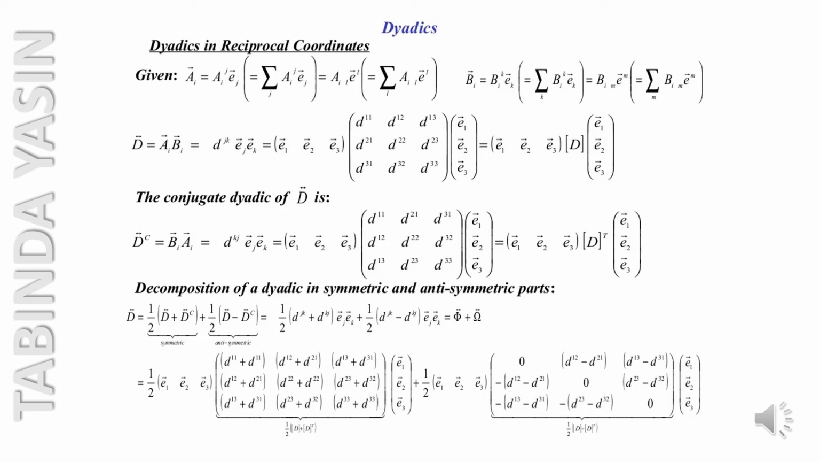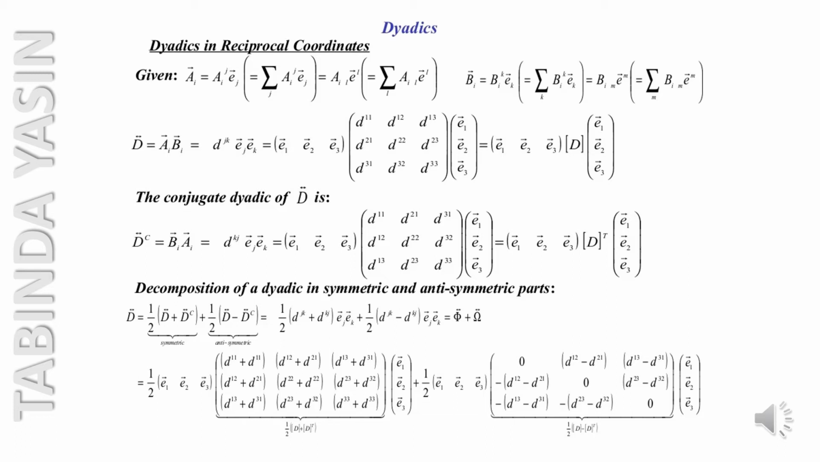Now, decomposition of a dyadic into symmetric and antisymmetric parts. We have D dyadic is equal to 1 over 2 D dyadic plus D dyadic conjugate, plus 1 over 2 D dyadic minus D dyadic conjugate. The first term is the symmetric and the second term is the antisymmetric. So we get the resultant as phi dyadic plus omega dyadic.